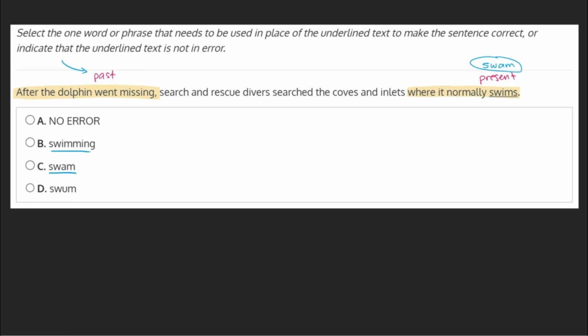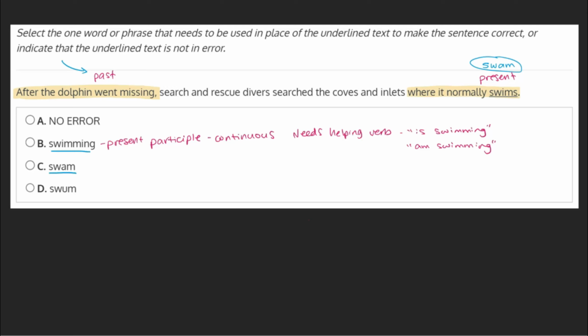B. Swimming. Swimming is the present participle form of the verb and is typically used in continuous tenses that describe an action that is or was ongoing or continuous. It can't stand alone as the main verb in a clause without a helping verb like is or am. Is swimming or am swimming, for example. However, we don't see a helping verb in our sentence.